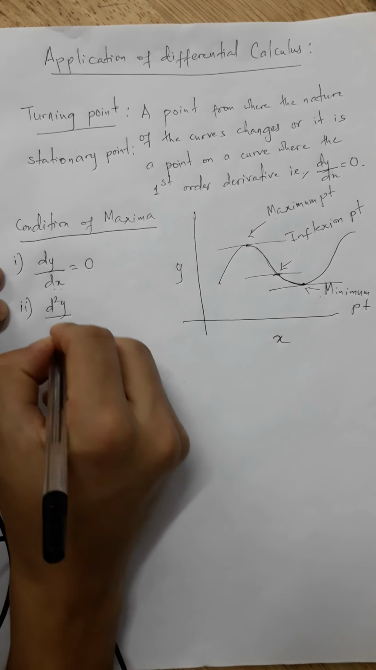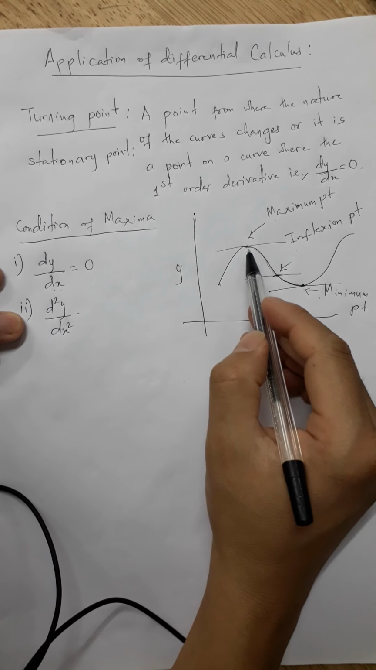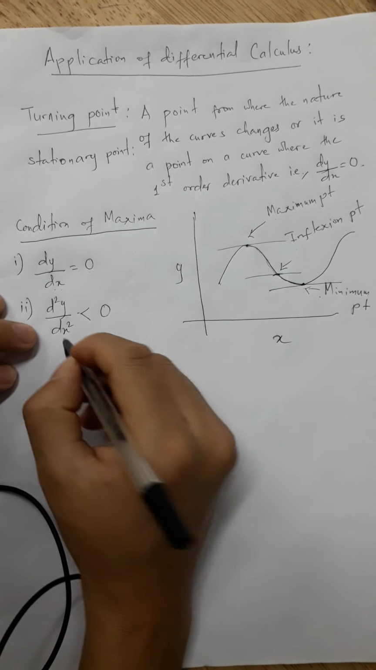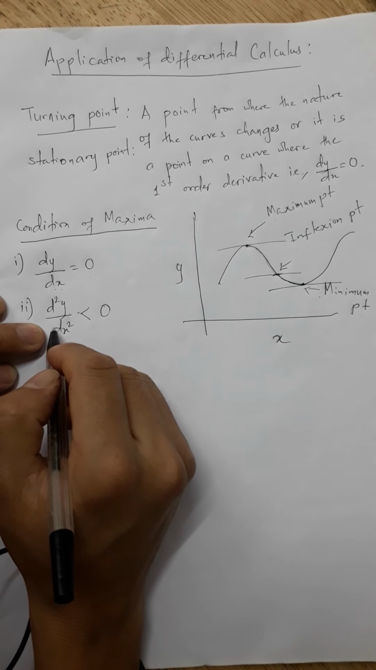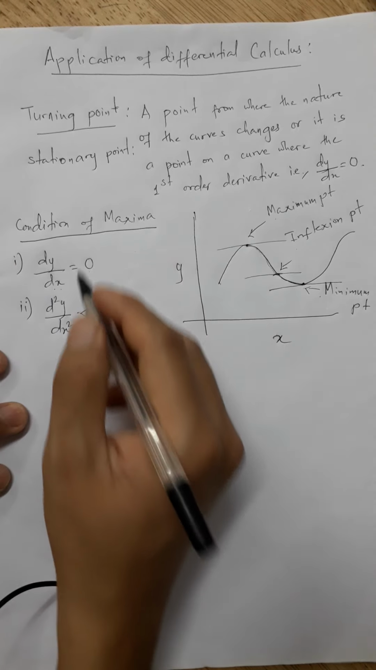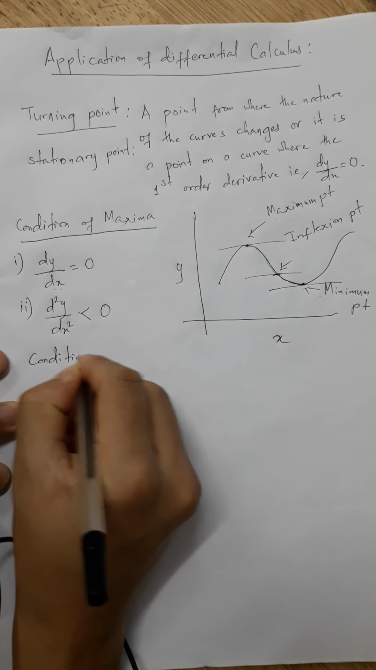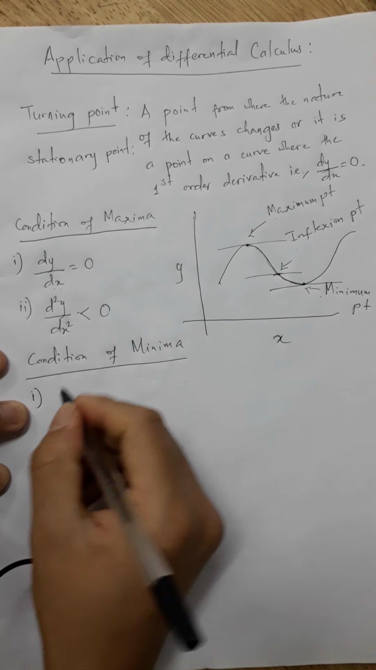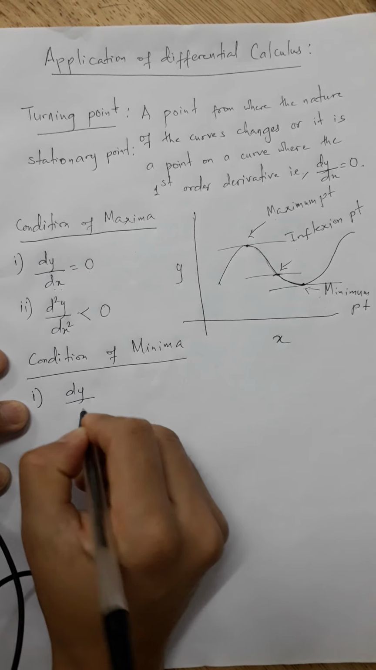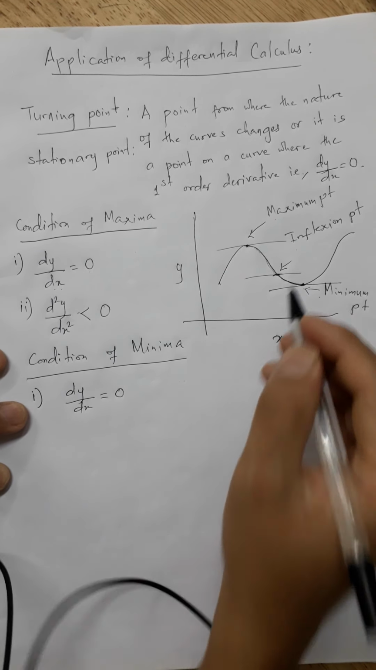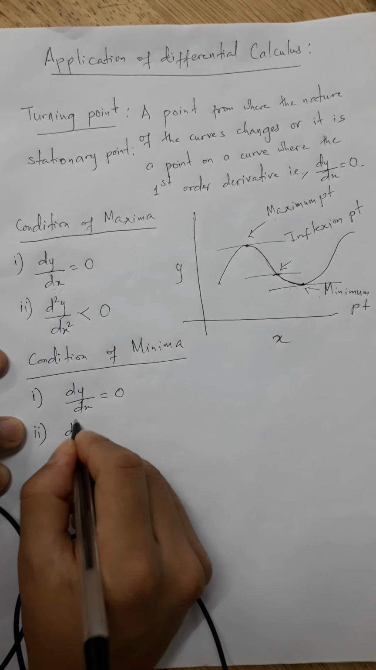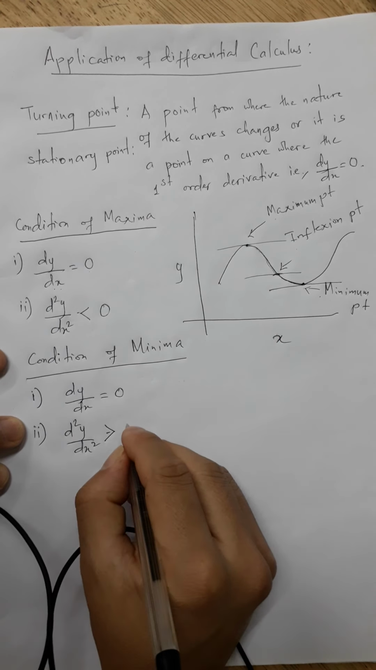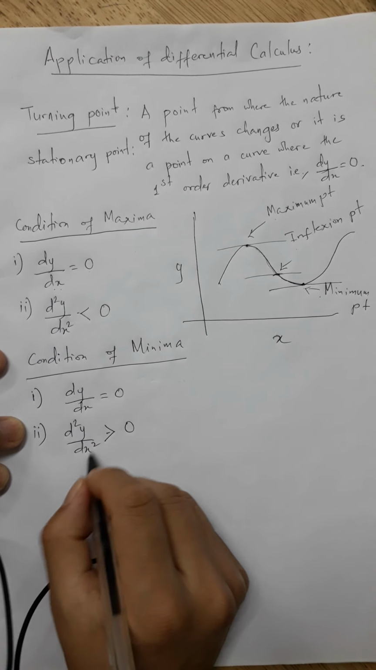Now the second condition is the second order derivative. If you find the second order derivative at this point, it is going to be less than 0, or in other words, it's going to be negative. This is the condition for maxima. Let us go with the condition of minima. The first condition is similar to the maxima condition. The slope at this minimum point is equal to 0, and the second order derivative at this minimum point is going to be greater than 0, meaning it is going to be positive.